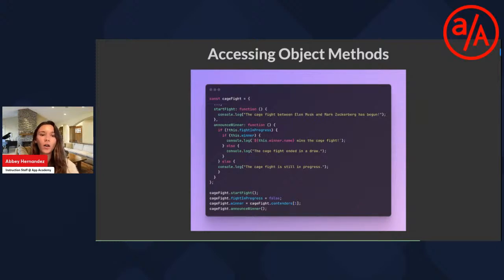If you were to call cageFight.startFight and not invoke it with parentheses, instead of invoking it, it would just return the actual function. So you would see the function, how it's defined, and what it would perform, but it wouldn't actually be invoked just yet. Next up, you'll see that I set fightInProgress to false, and then set the winner to be one of the contenders, and then we can announce it.